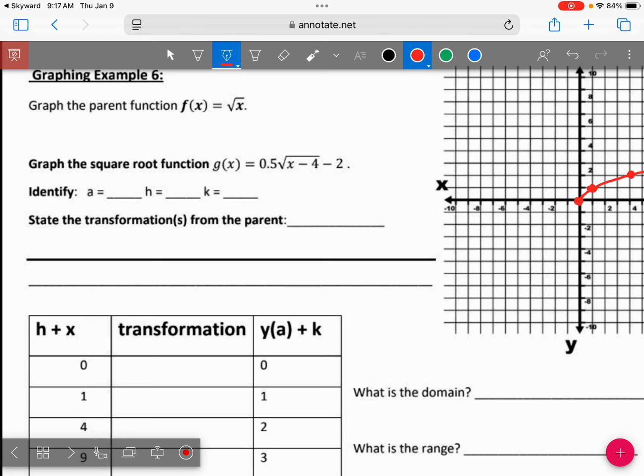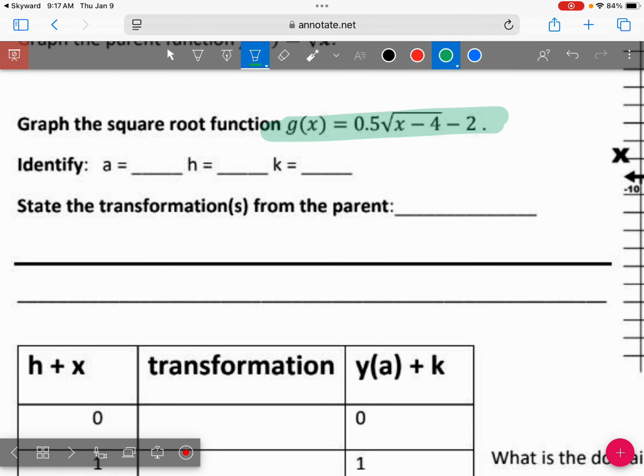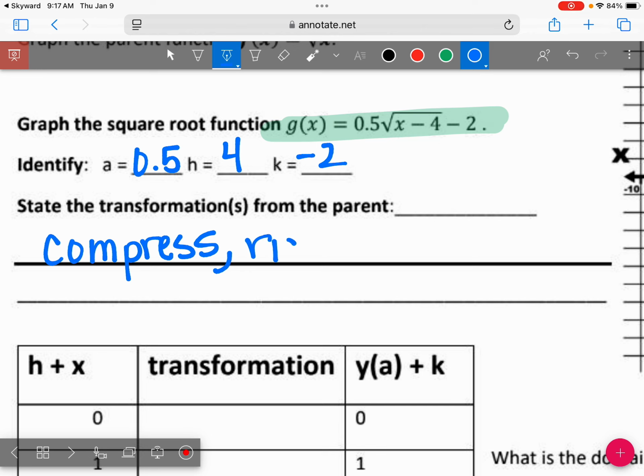All right, so now looking at this graph, we got to identify A, H, and K. So what is my A value? A is what? 0.5. H is under the hood and you flip the sign, so that would be a +4. K is -2. So because A is 0.5, that's going to make this graph compress. H is +4, so it's going to move it to the right 4. K is -2, so it goes down 2.